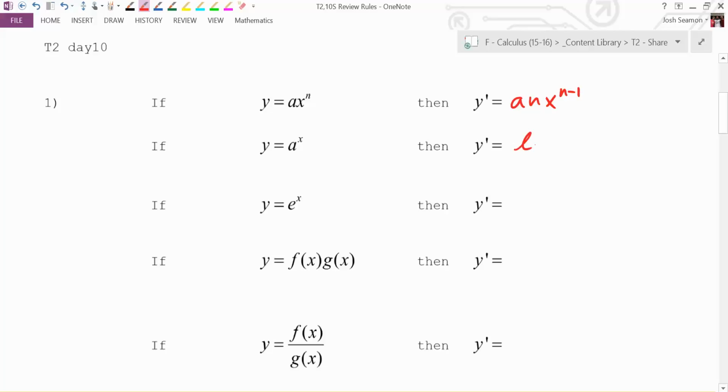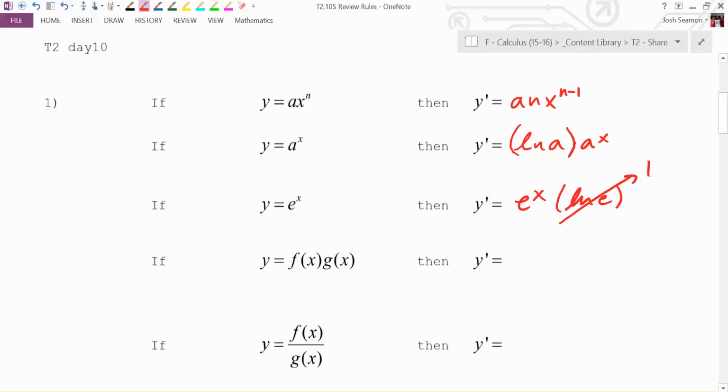Yep. ln a. I don't want to put parentheses around that. ln a times what? A to the x. And it's ln a times a to the x. The a to the x is not power. Yep. What about e to the x? What's the derivative of that? Yeah, it's e to the x, and there's an ln e. But what is ln e? 1, right? So it's just e. I just want to put it there so you remember.